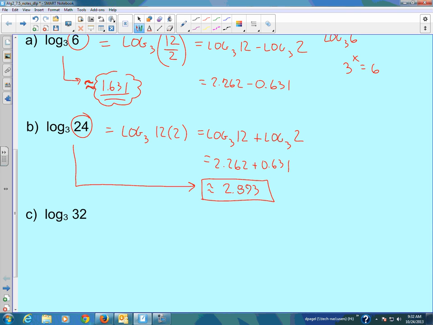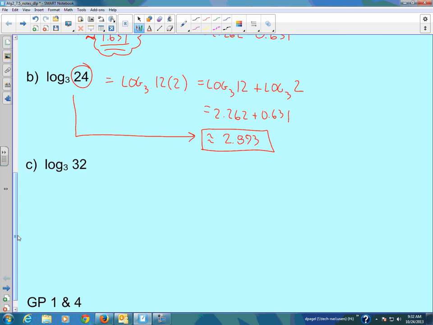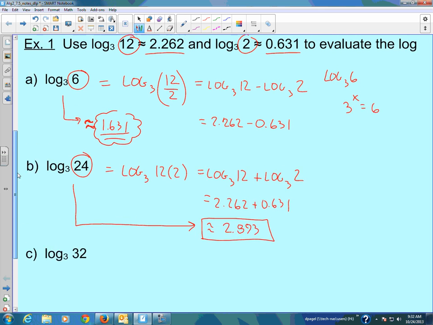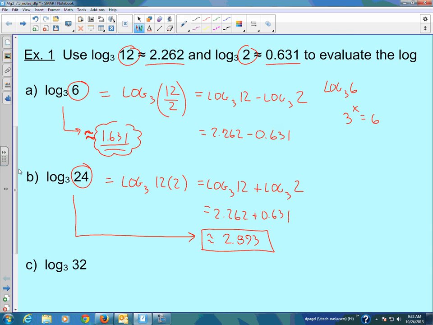I'm using that approximation symbol because these are not exact, rounding those decimals. Log base 3 of 32. All right, now we're getting into something that maybe is not quite so obvious. 12 and a 2. Now, I don't have to use both of these to come up with these values. In the case of 32, I'm not going to be using the log base 3 of 12 at all. Think about what I can do with 12 and 2 to come up with a 32.